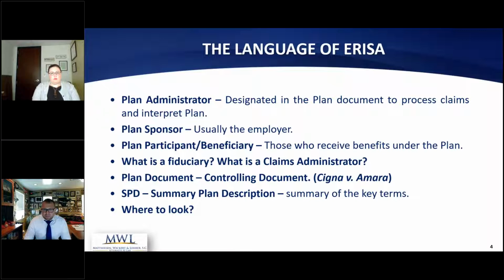My always go-to is the plan summary or plan information page, and usually it's right at the beginning or all the way at the end. That page is going to tell you who the plan administrator is, who the plan sponsor is, where you send notices of appeal, and who's handling the claims administration. All of those relevant contacts are going to be on that plan information page.